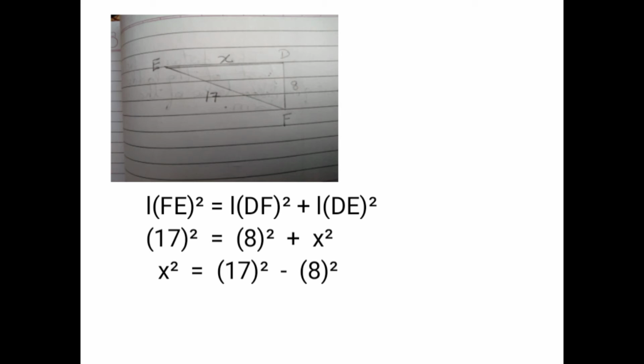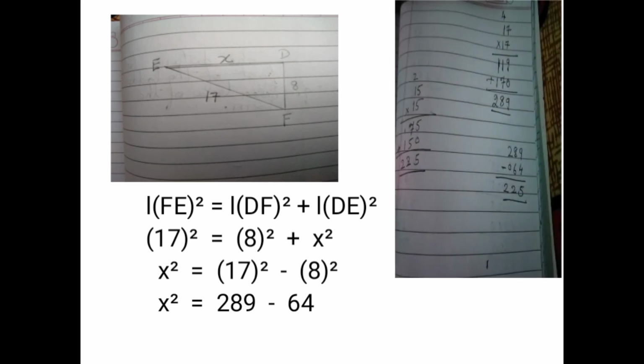Side 2 square is equal to hypotenuse square minus side 1 square. When you are taking 17 square to the right side, it becomes subtraction. X square is equal to 17 square minus 8 square. X square is equal to square of 17. 17 into 17, the answer is 289, minus 8 square. 8 8s are 64. If you don't know multiplication, I have multiplied here. Look carefully. And then you have to subtract.